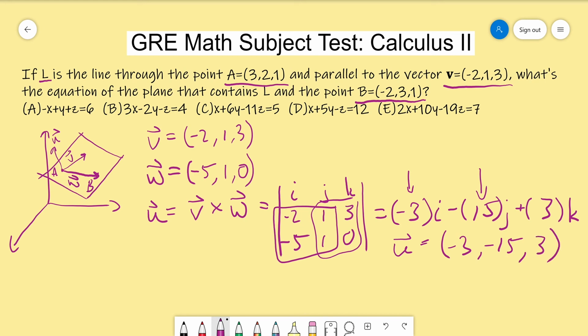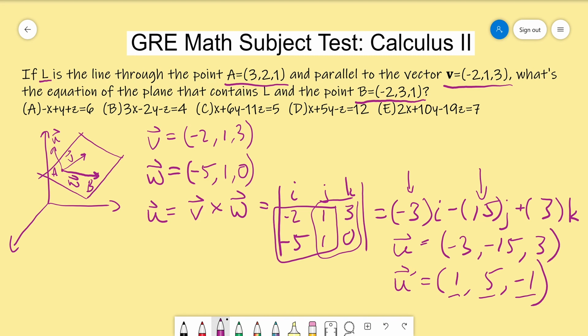And actually, we can just simplify. Any scalar multiple of U is also going to be perpendicular to our plane, so we can factor out a 3. Let's call this U prime. And we'll get a -1, or just, let's factor out a -3. So we'll get positive 1, positive 5, and -1. Now, this means that our plane is going to have an equation of the form x plus 5y minus z equals some constant.